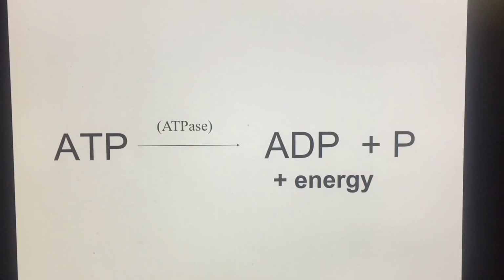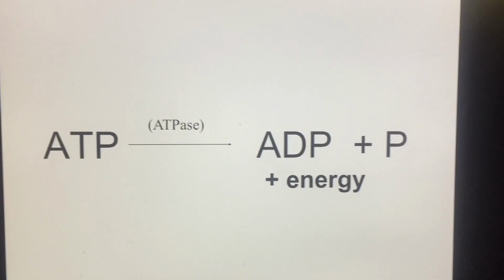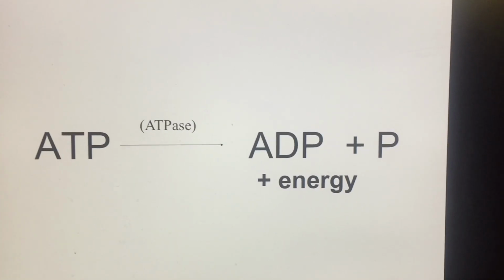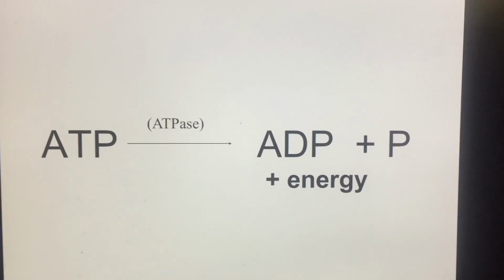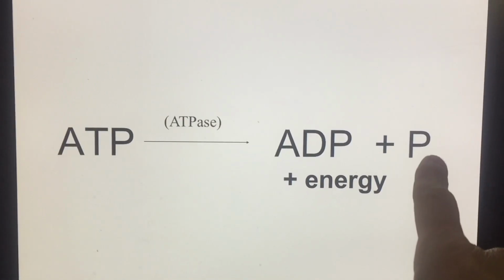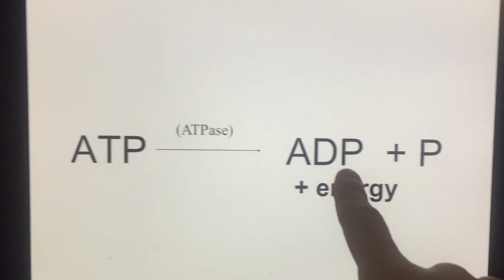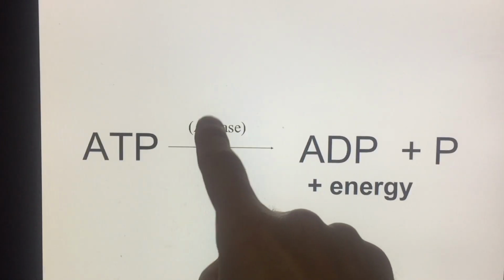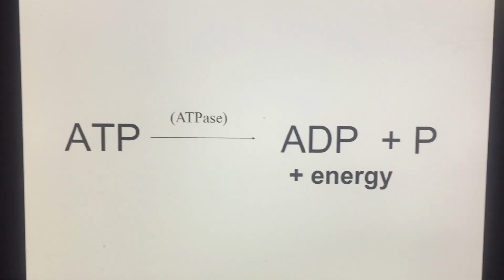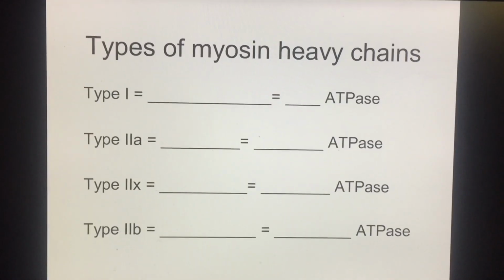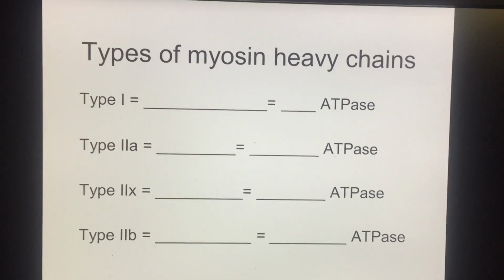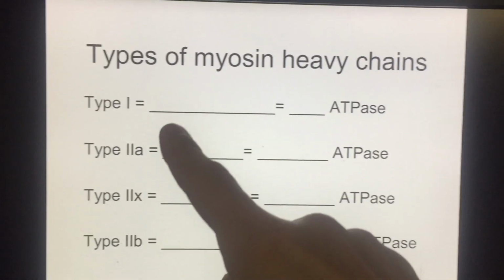So this is the reaction you get at myosin. You're getting breakdown of ATP to ADP and phosphate, and you get release of energy, and that drives muscle contraction. The faster this can go, the faster your contraction, and the speed of the contraction depends on the amount of ATPase activity.